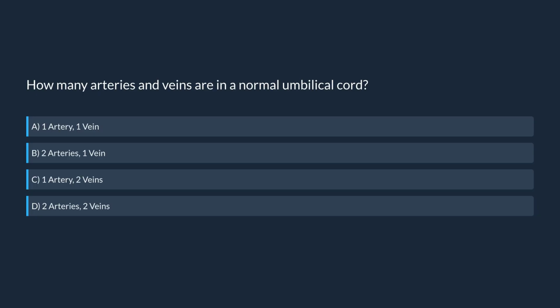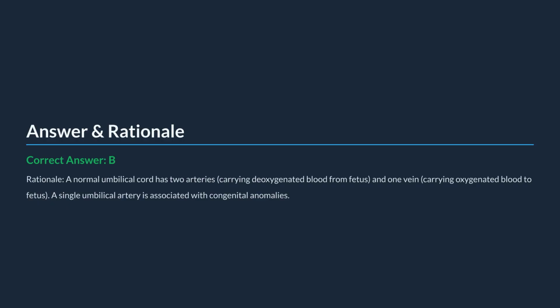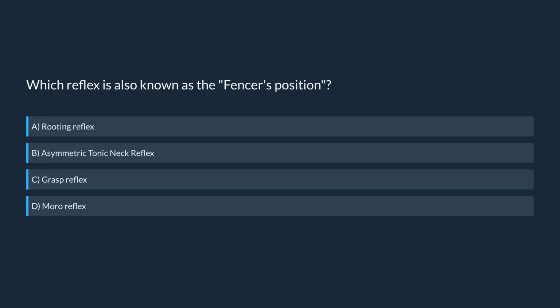How many arteries and veins are in a normal umbilical cord? The correct answer is B. A normal umbilical cord contains 2 arteries carrying deoxygenated blood away from the fetus and 1 vein carrying oxygenated blood toward the fetus.